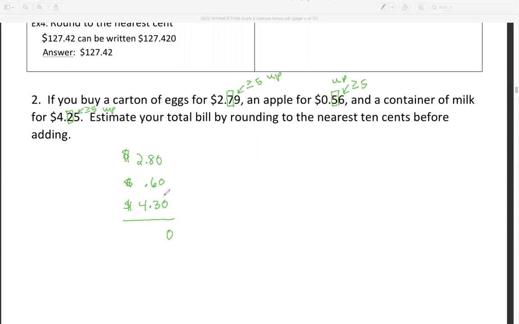And then just add those up. That would be 17. Carry the 1 and give us 7. So our final answer is $7.70.